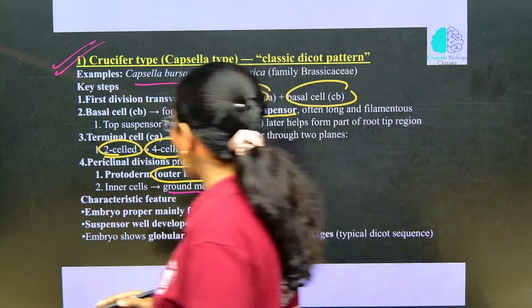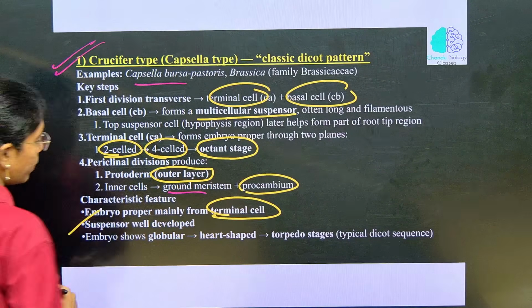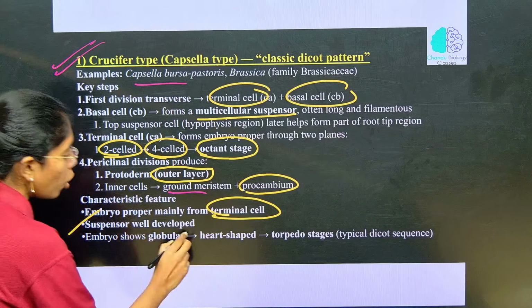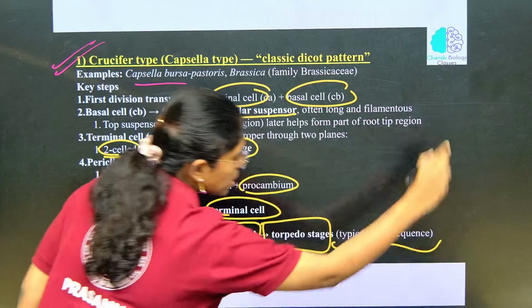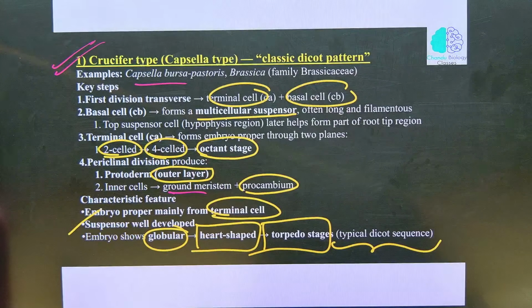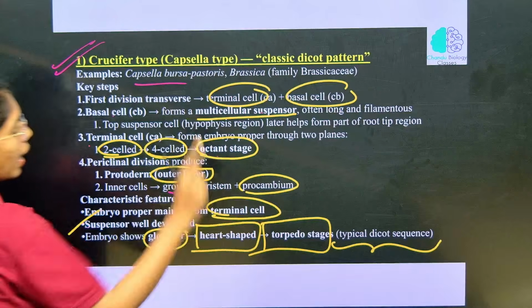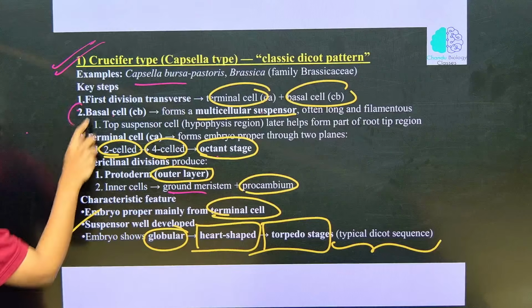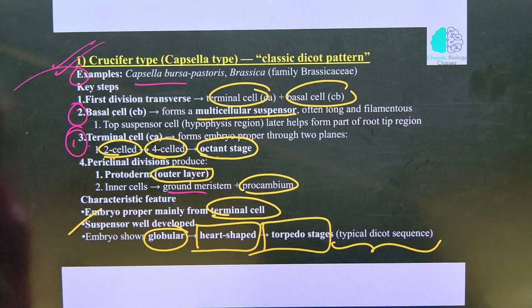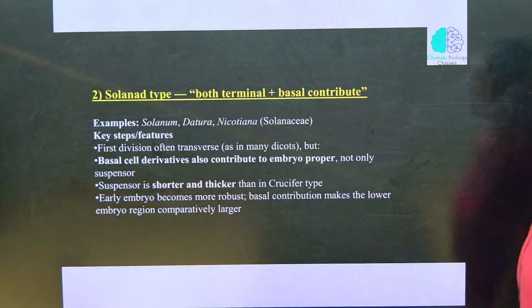You will not find heart shaped embryo in monocot embryogeny. Characteristic features: embryo proper mainly forms from what? Terminal cell. Suspensor is well developed here, and embryo develops from globular to heart shaped to torpedo stage, which is a typical dicot sequence. So, this is about crucifer type, where basal cell forms the suspensor, terminal cell forms the embryonal octant stage. Remember these 2 points are very important with examples. Clear, right? This is about crucifer type, which is the main dicot type of embryogeny.